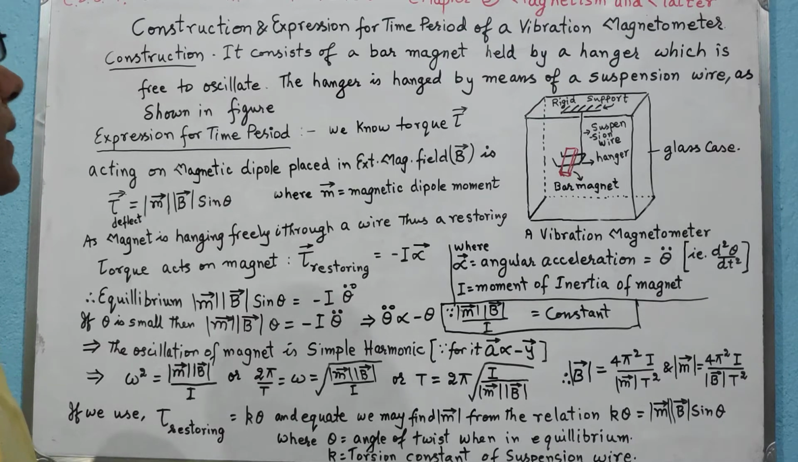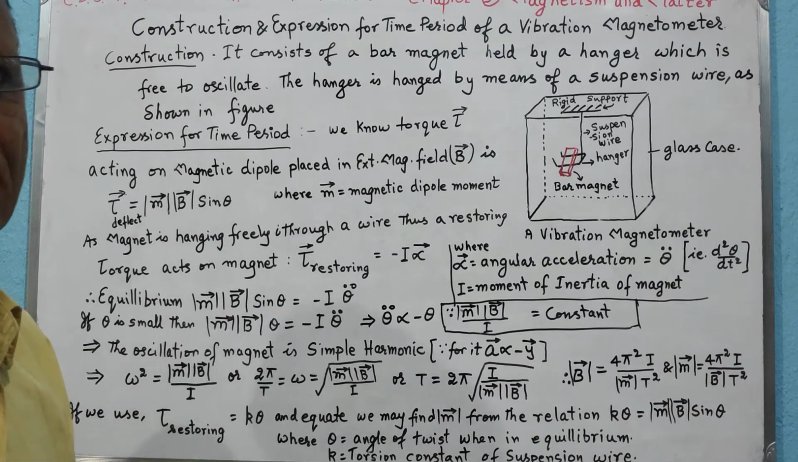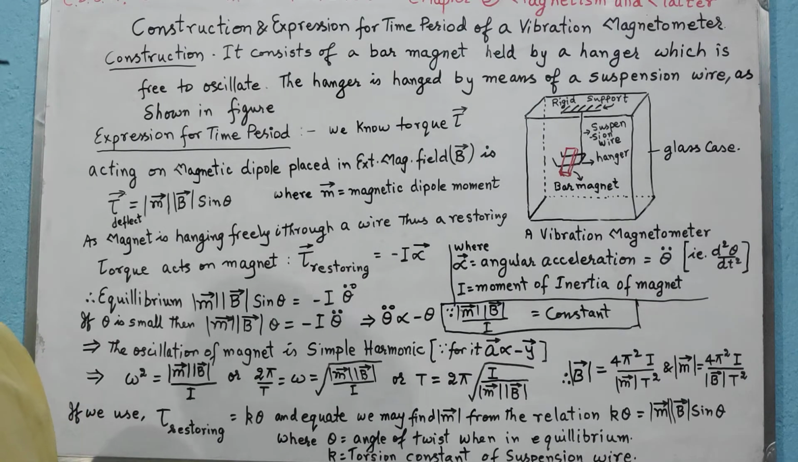So what is a vibration magnetometer? It is a device which helps us find the magnetic dipole moment of a magnet or find the value of the external magnetic field.